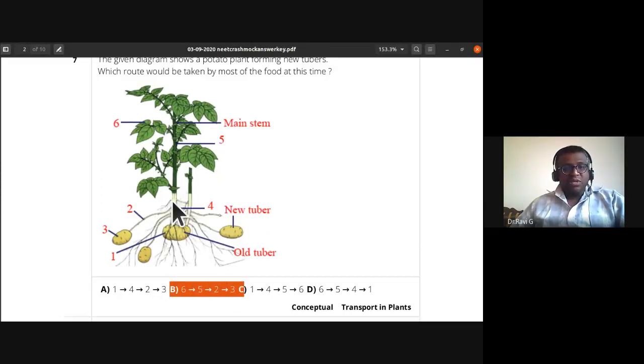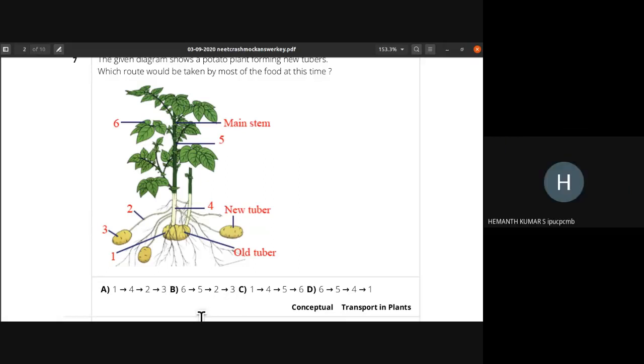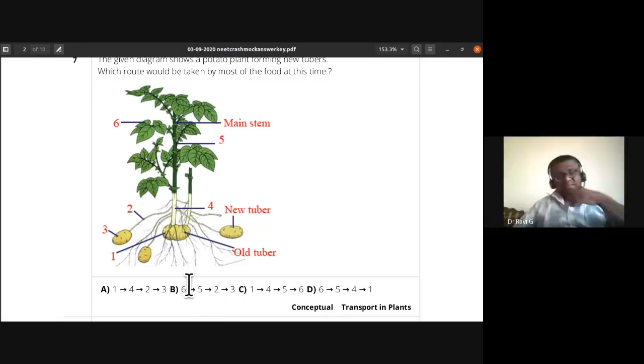Okay, it flows through the root and reaches, so they are stored in the underground stems as food. So 6523, or is it 6541, which is the answer? Seventh one, option B, 6523. That is the answer. Yes, this is the option. B is the answer.